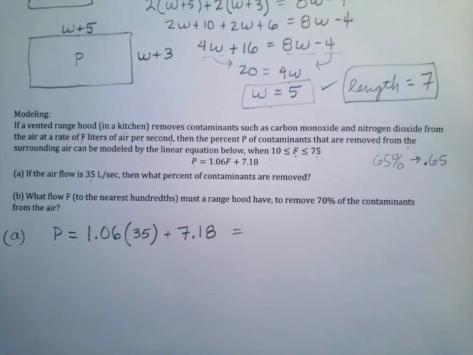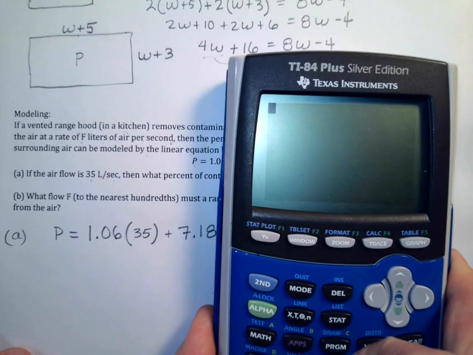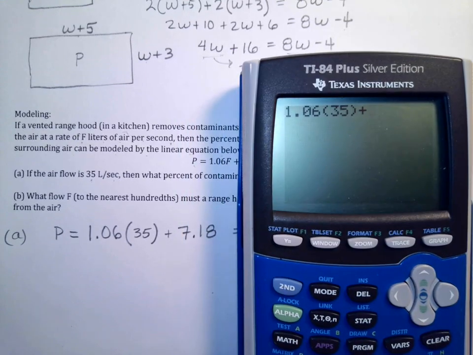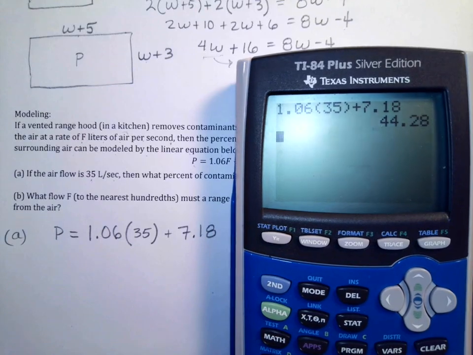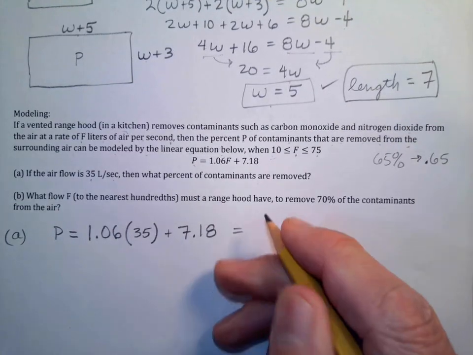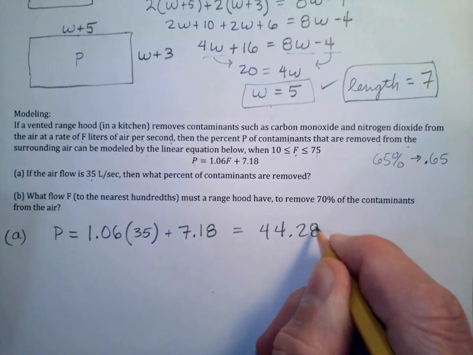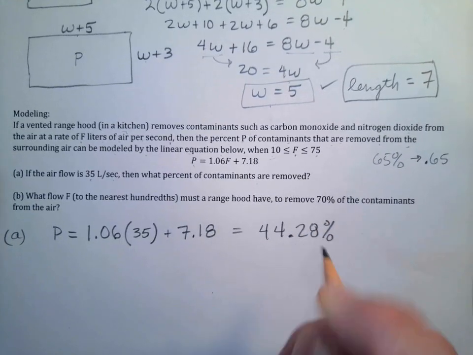So we simply just put that into our calculators. And so let me do that. So we do 1.06. Let me put it here so you can kind of see maybe. So I do 1.06 and then times 35 and then plus 7.18, and we get 44.28. So that means the percent is 44.28, and that's a percent already.